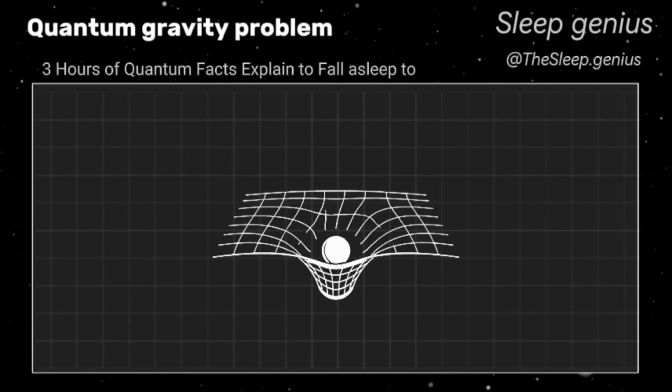Quantum gravity problem. The quest to understand quantum gravity emerges from a profound tension in modern physics. On one hand, quantum mechanics describes the universe at the smallest scales with extraordinary precision, revealing a reality woven from probabilities and uncertainties. On the other, general relativity governs the cosmic stage, explaining gravity as the curvature of space and time itself.